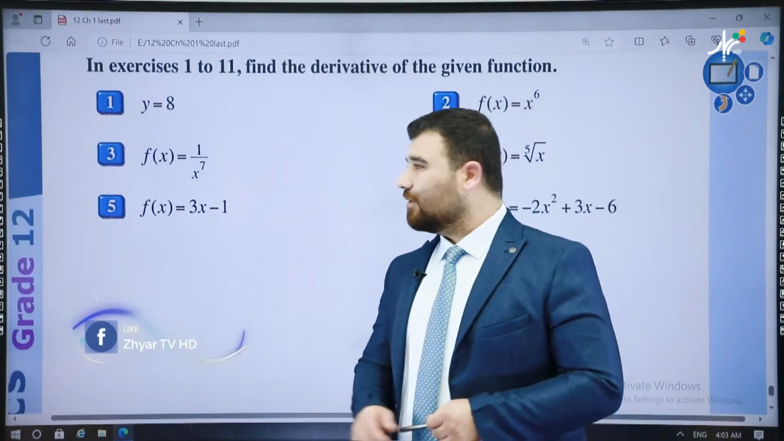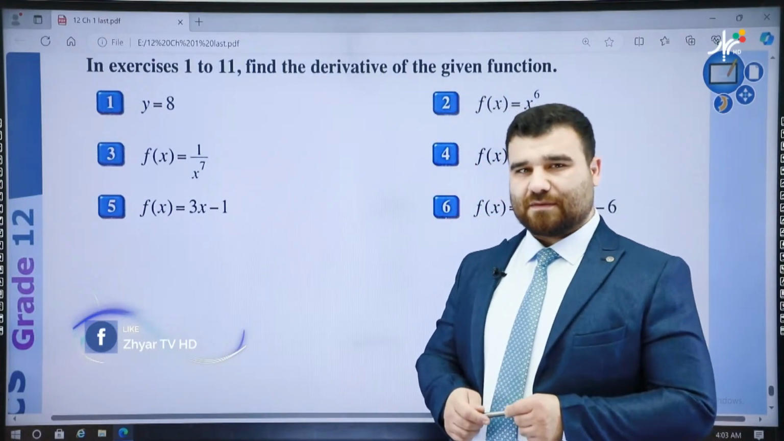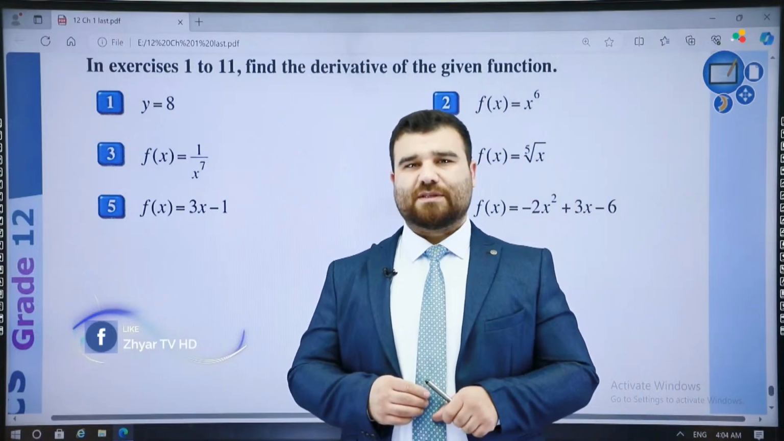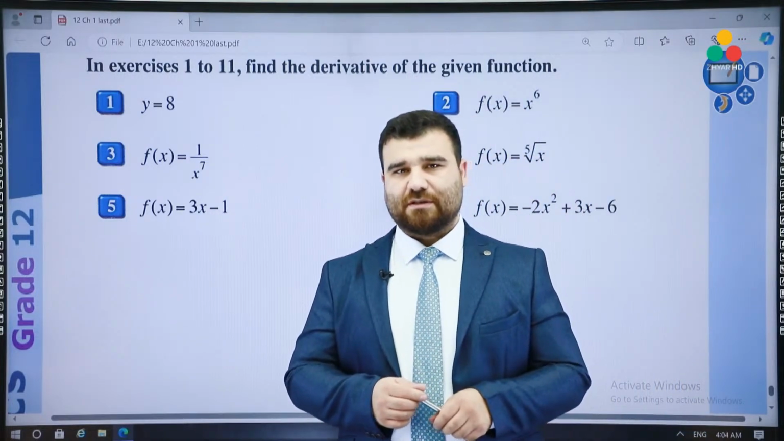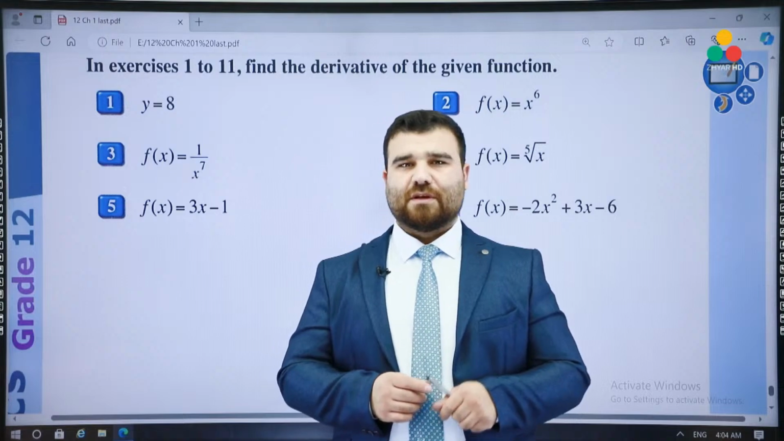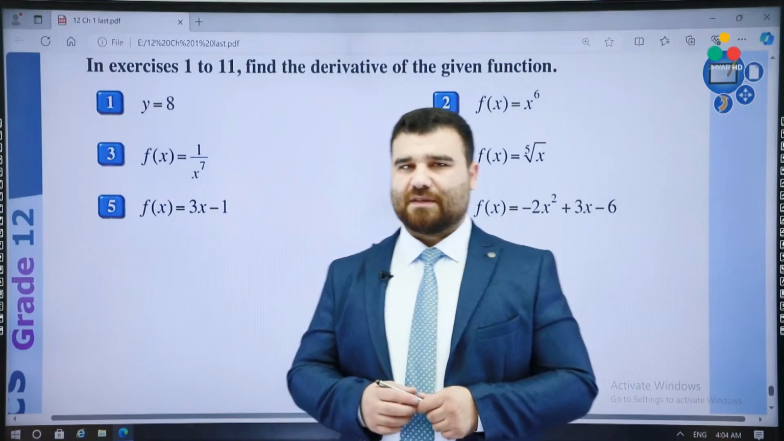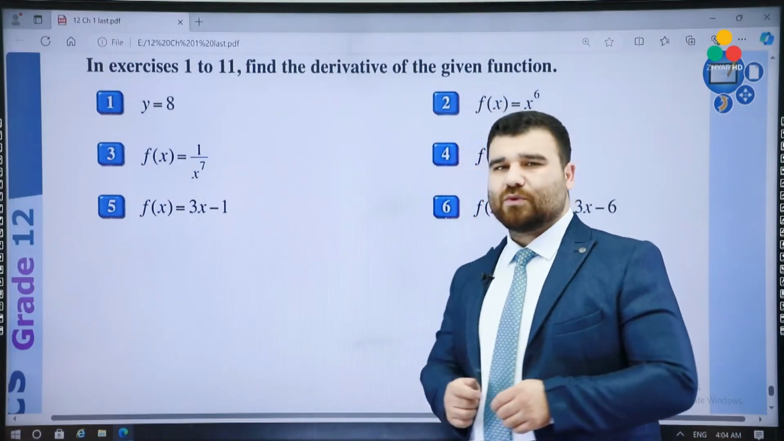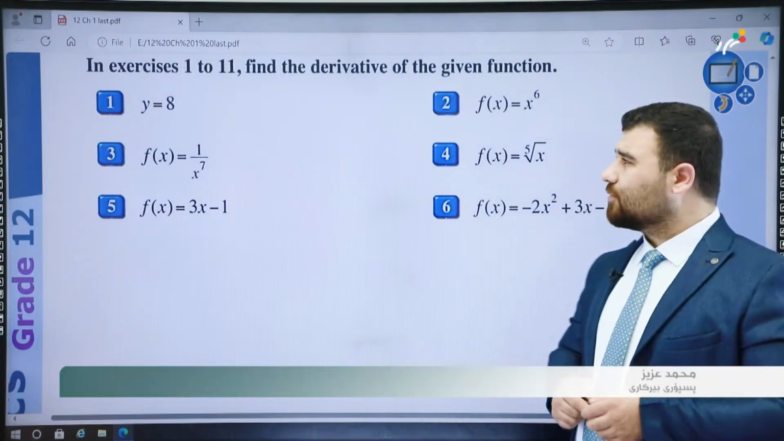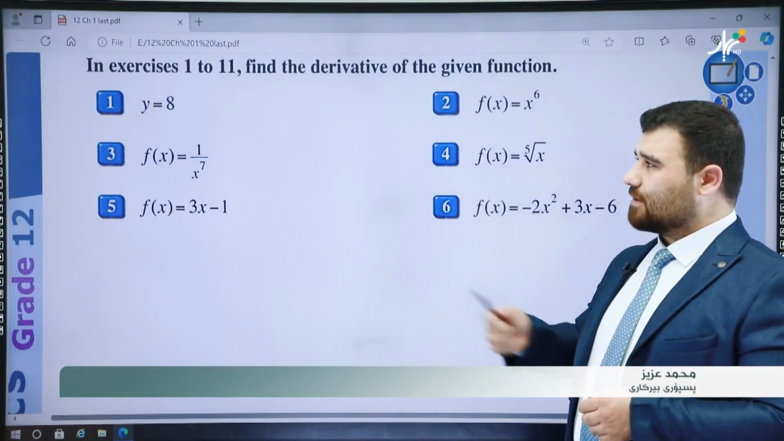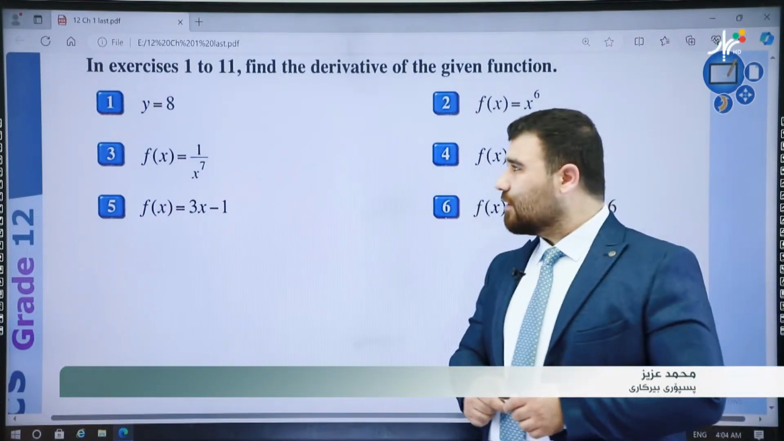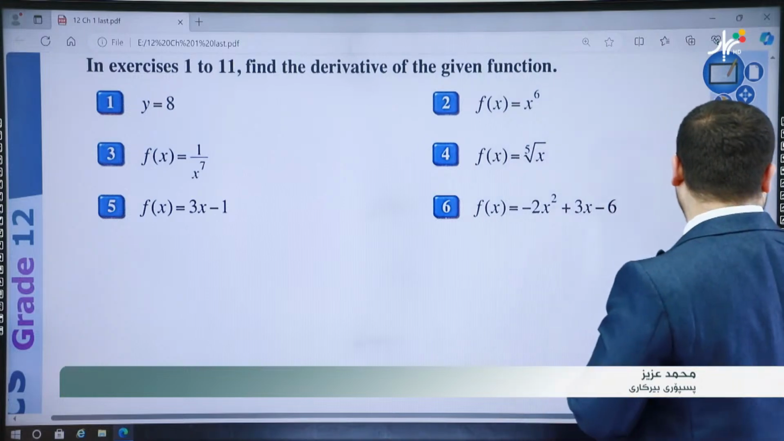In this session, we are going to solve only exercises from the book. Previously, we studied the rules of differentiation, all the necessary rules being studied in the previous session. Now we are going to apply them to solve these exercises from the book. There are very good exercises among them.